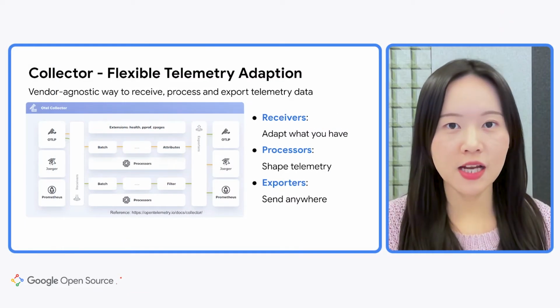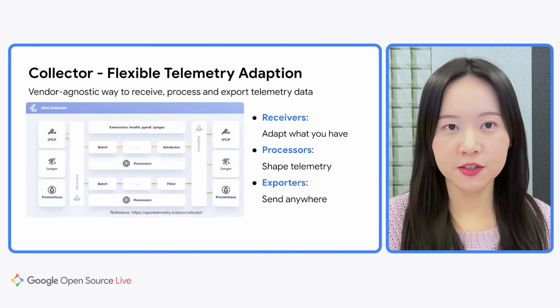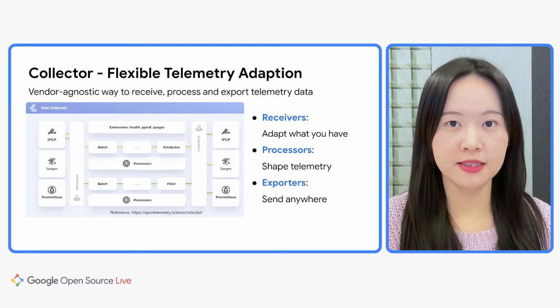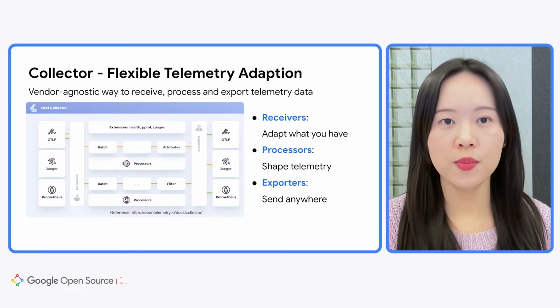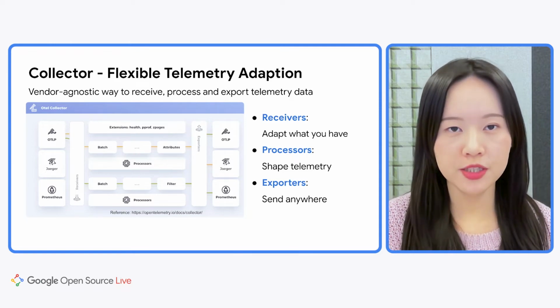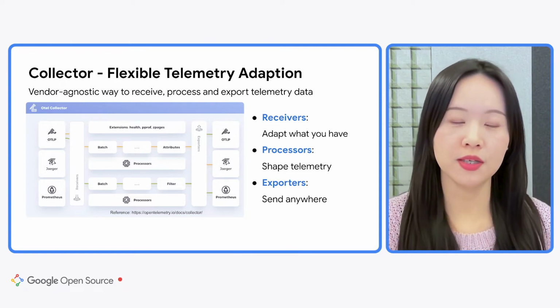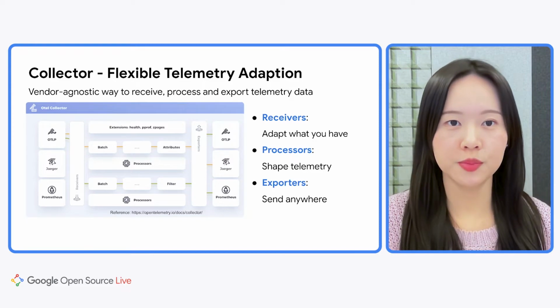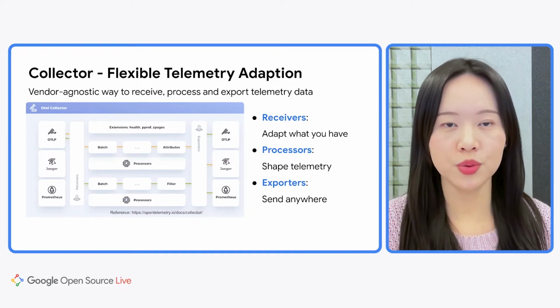So the collector has three components: receivers that determine what telemetry is collected in what kind of format. The processors determine additional transformation we might want to apply to the telemetry. And the exporter determines where the telemetry is sent to.